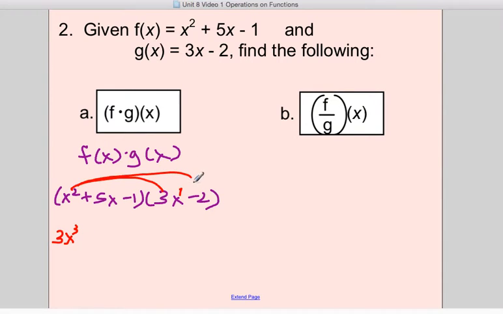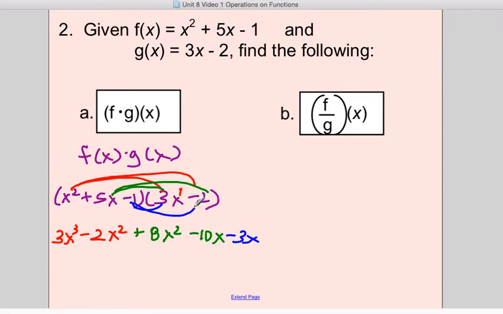Keep distributing. I like to stay with the first term and distribute it to everybody. Now distribute the next term. So this gives us plus 8x squared minus 10x. Then we distribute the negative 1. So minus 3x plus 2. And now we just combine our like terms. There is no other x to the third, so there's that, 3x to the third.